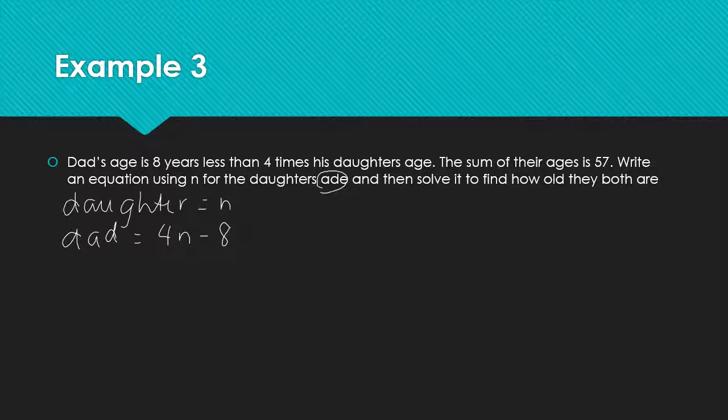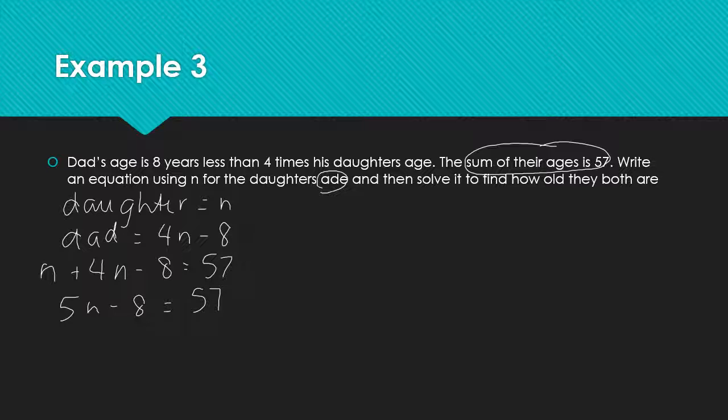All right, well, we've got those two equations. That's not too bad. Let's try and make it into one. So I know if we add them together, I'm going to get 57. So if the daughter's n and we add on the dad's age, which is 4n minus 8, we should get 57. Now that looks more like something we're used to. So let's simplify the left-hand side. We have 5n minus 8 equals 57.